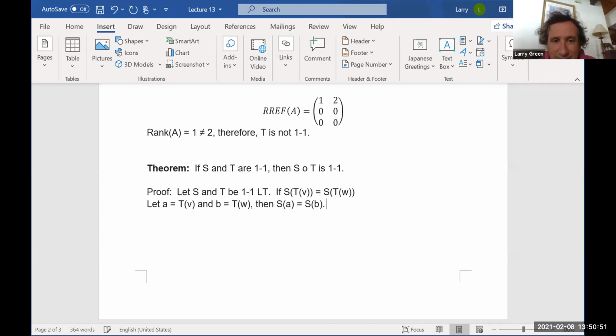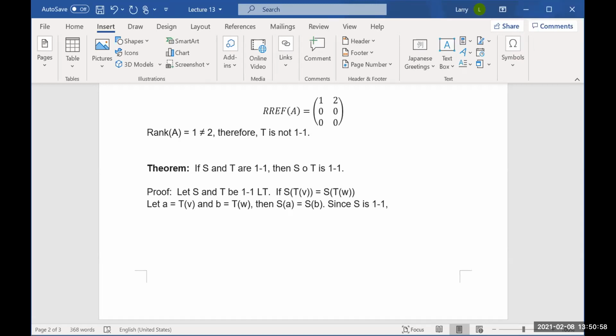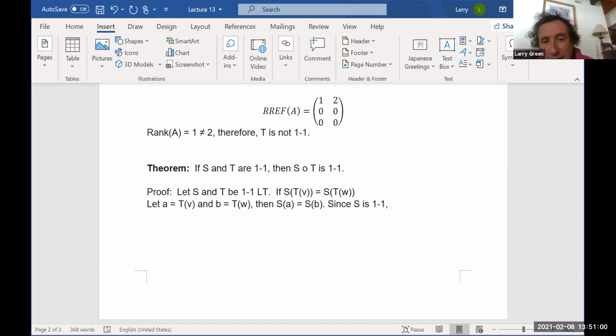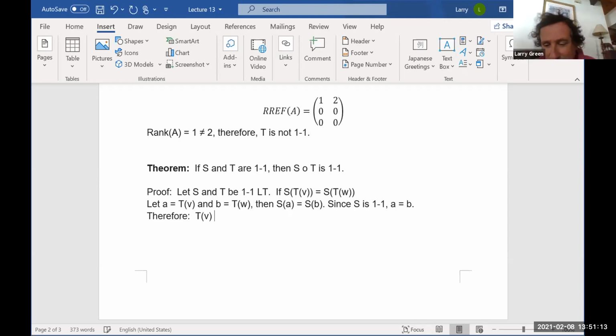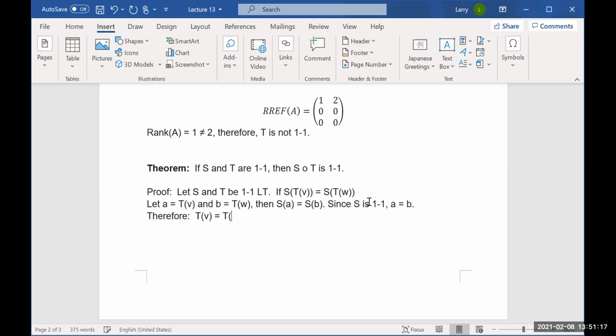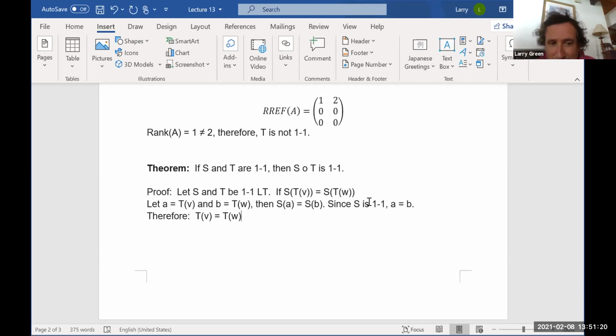Now S is 1-to-1, and we know S of A equals S of B. So since S is 1-to-1, what can I say? A and B are equal. Yep, A equals B. Now let's undo the definition. What was A? T of V. And what was B? T of W. So T of V equals T of W. But T is 1-to-1.